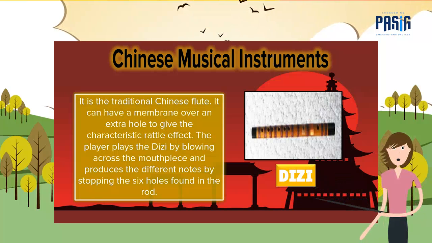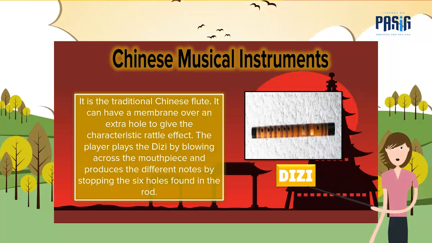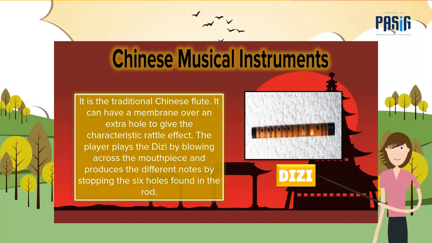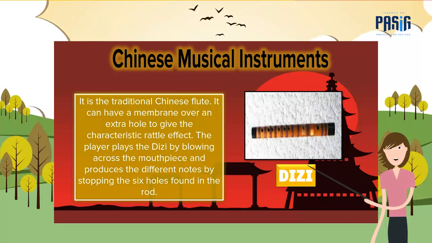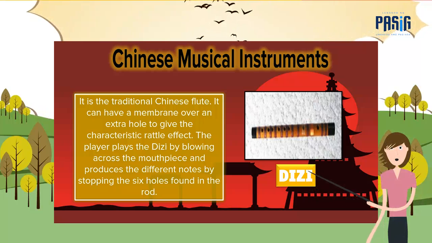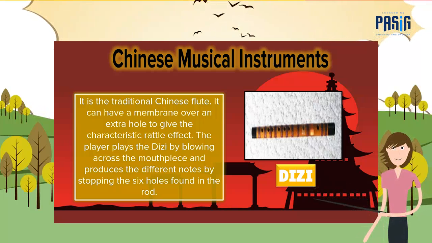Dizi. It is a traditional Chinese flute. It can have a membrane over an extra hole to give the characteristic rattle effect. The player plays the dizi by blowing across the mouthpiece and produces the different notes by stopping the 6 holes found in the rod.